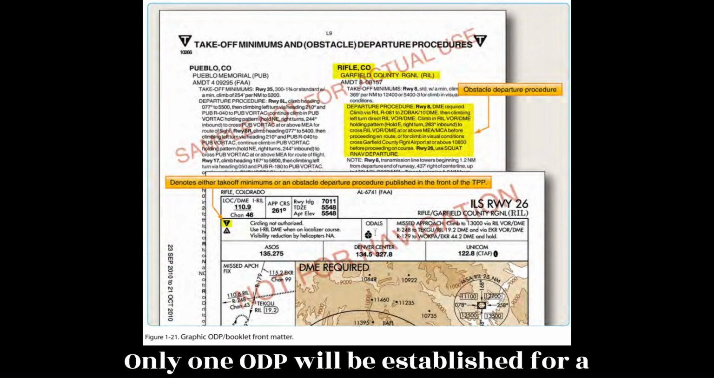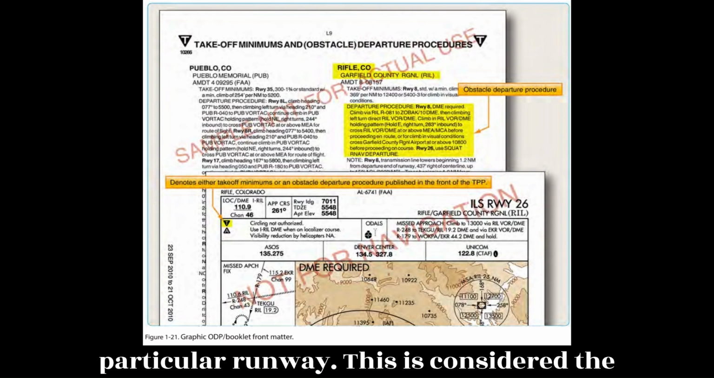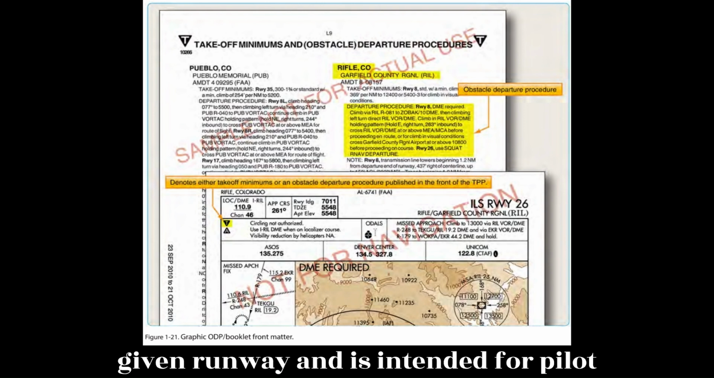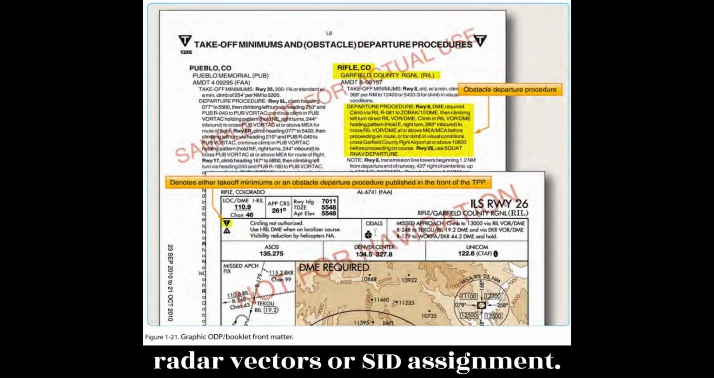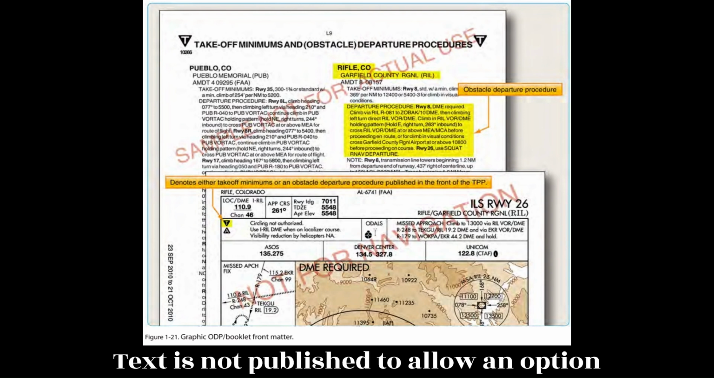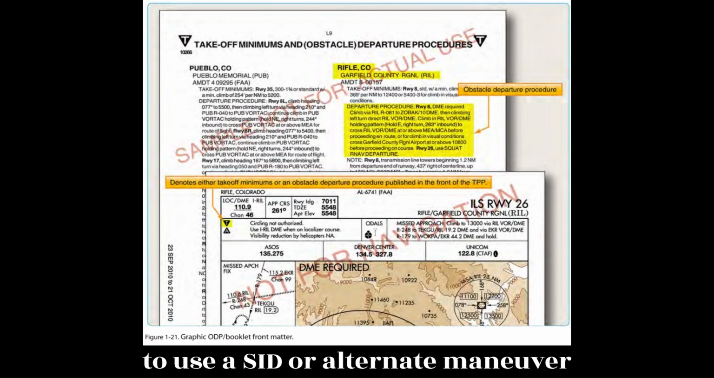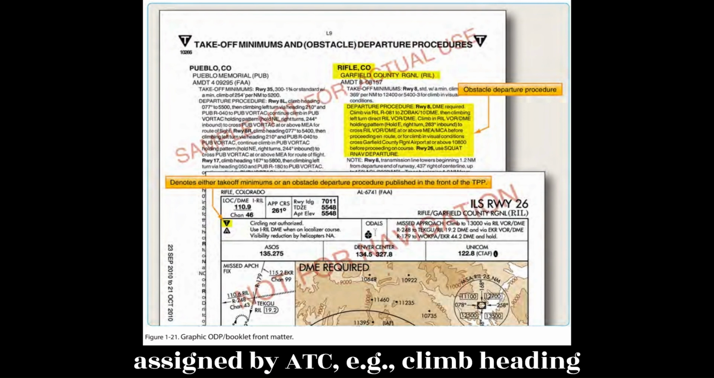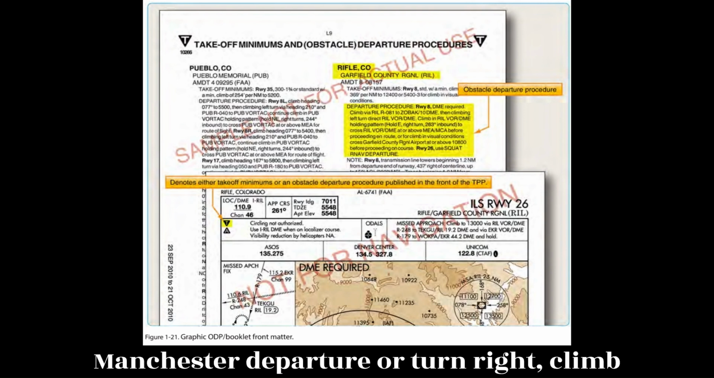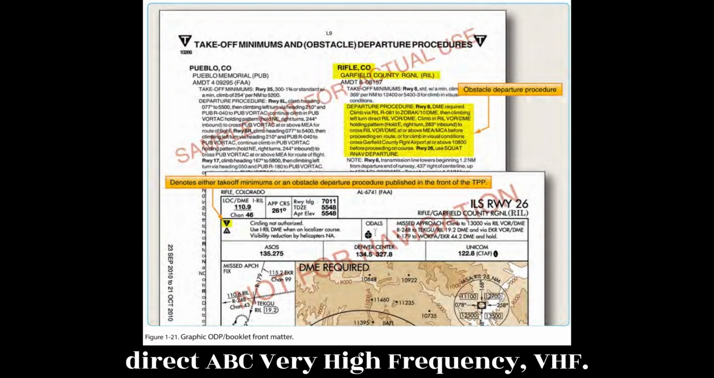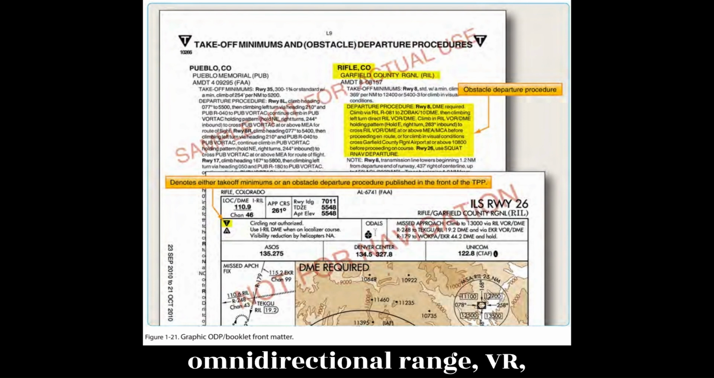8260.3. Only one ODP will be established for a particular runway. This is considered the default IFR departure procedure for a given runway and is intended for pilot awareness and use in the absence of ATC radar vectors or SID assignment. Text is not published to allow an option to use a SID or alternate maneuver assigned by ATC, e.g., climb heading 330 to 1200 before turning, or use Manchester departure, or turn right, climb direct ABC very high frequency omnidirectional range, VOR, or as assigned by ATC.